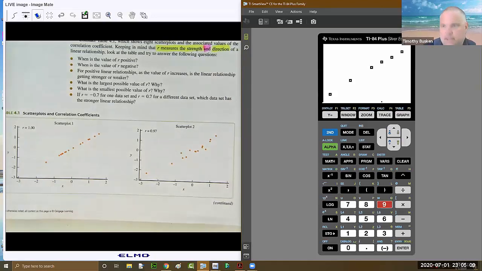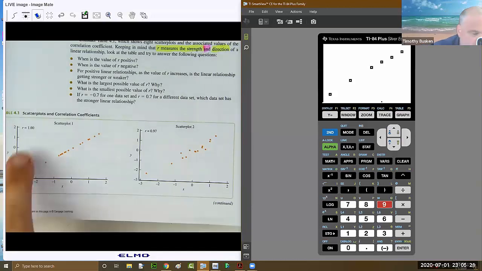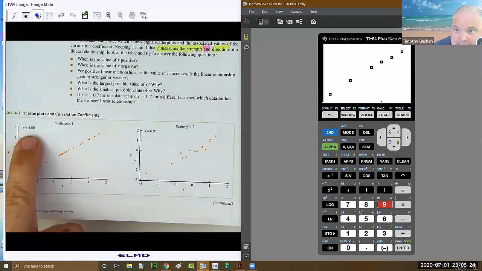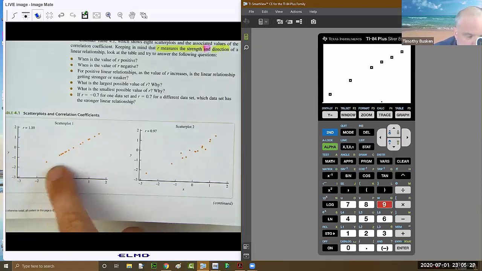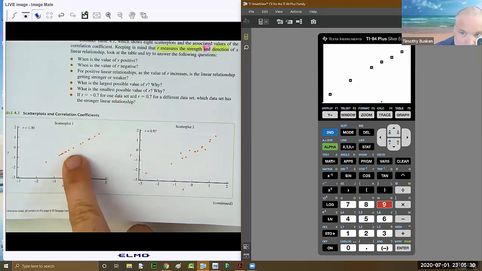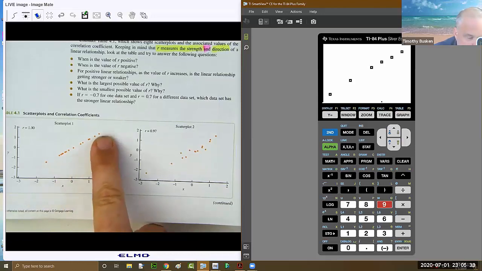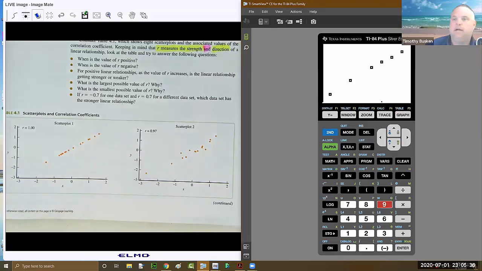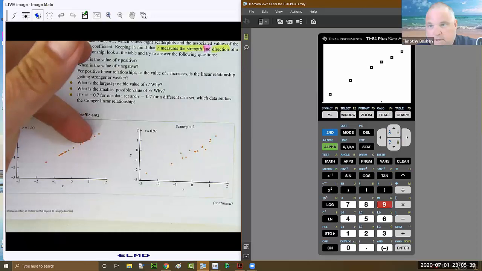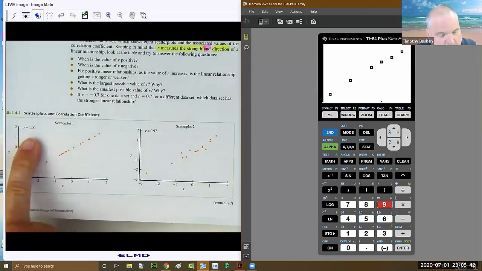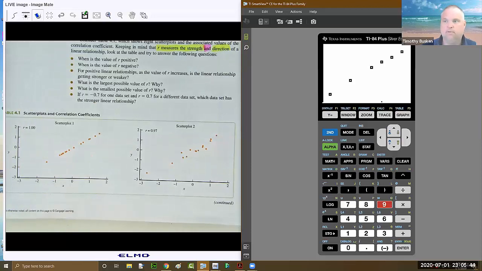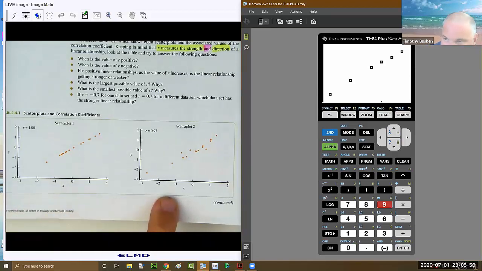All right, and remember that r, I told you that r is a number that represents a percentage strength of the linear relationship. And it's the percentage strength as a decimal. So here you've got 100% correlation or 100% linear association between X and Y here, because all of these points fall perfectly along the line. And so therefore the r value will be 1 or equivalently 100%. And compare that with scatter plot number 2 here.